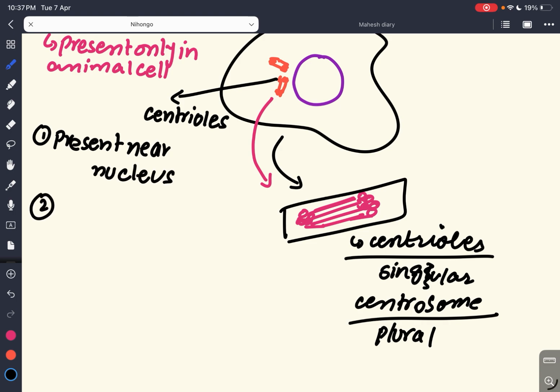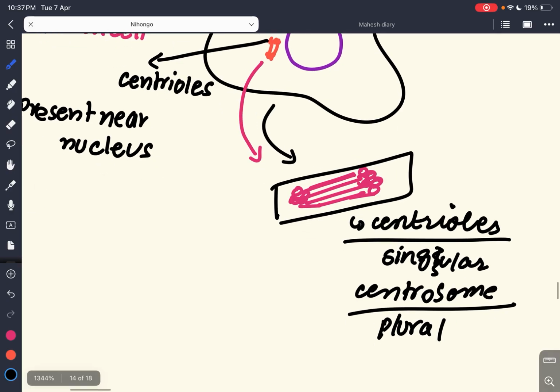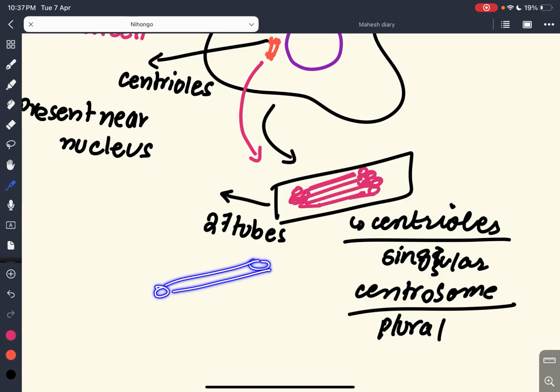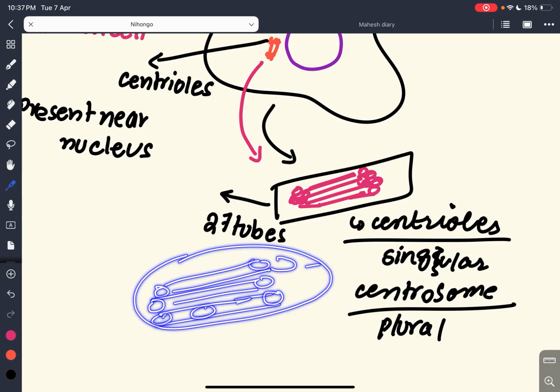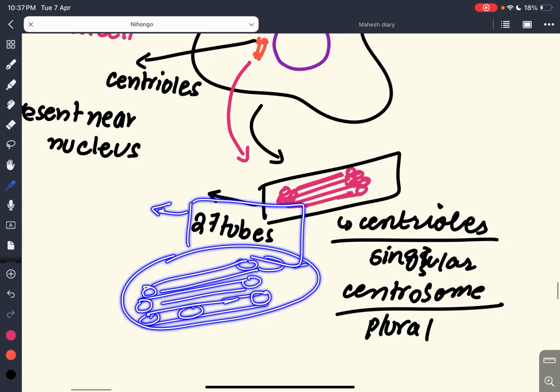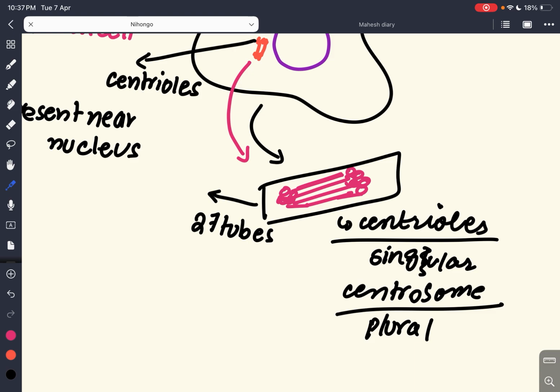The second thing that we know is that there's one centriole, and in this one centriole there are 27 tubes actually. What I mean by tubes is like these, made like one tube, second tube, third tube, and all together there are 27 in one centriole. Okay, and the pair of two centrioles is called centrosome.